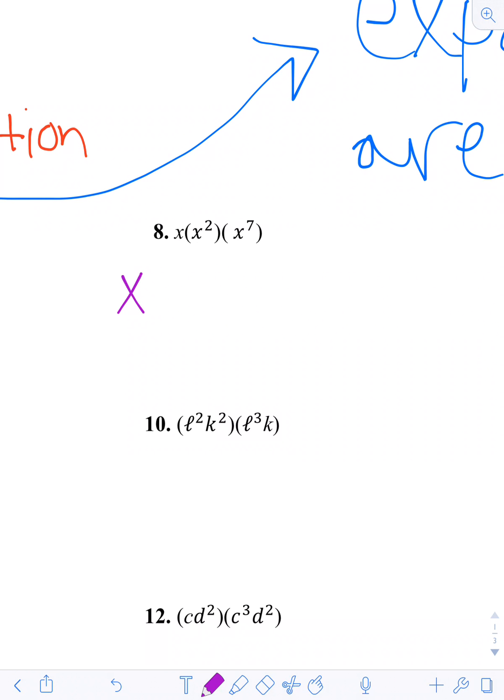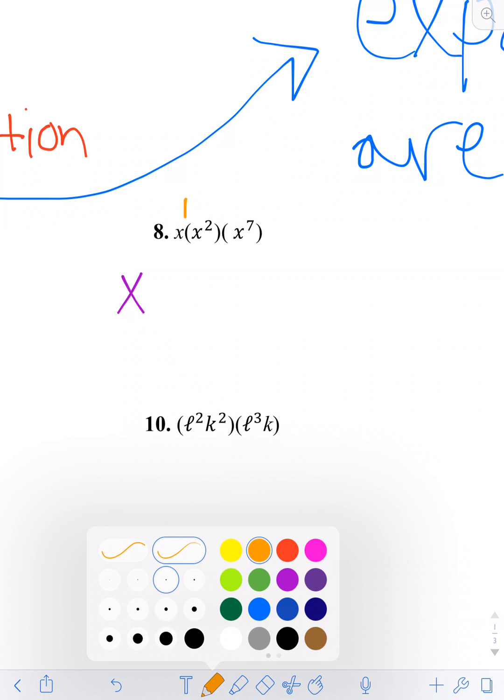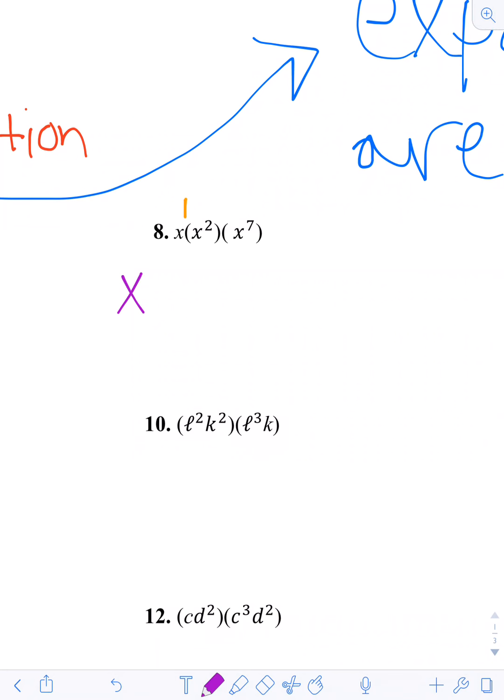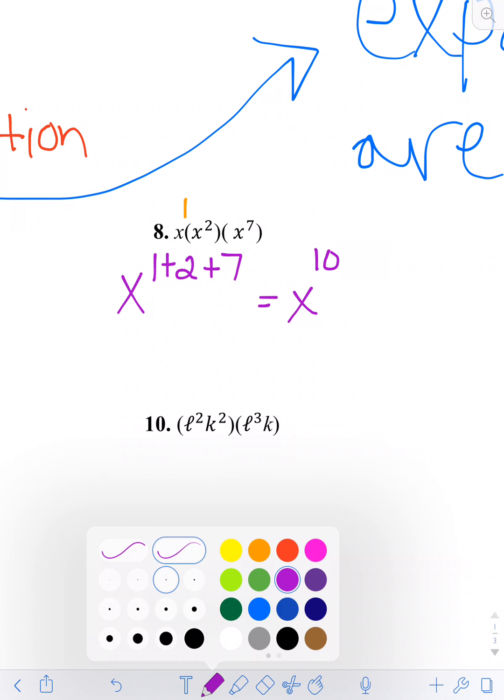Number 8, same thing. We have x. Now, one thing I want you to notice is that here you're like, oh, there is no exponent, but there actually is an exponent, and that exponent is going to be a 1. So there's a 1 right there. So when we're looking at these exponents, we have 1 plus 2 plus 7. And so that gives us x to the power of 1 plus 2 is 3, 3 plus 7 is 10.